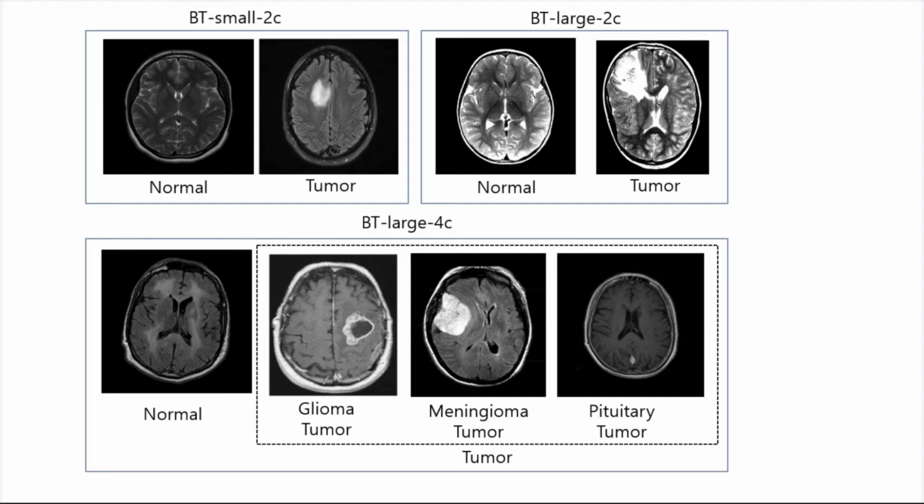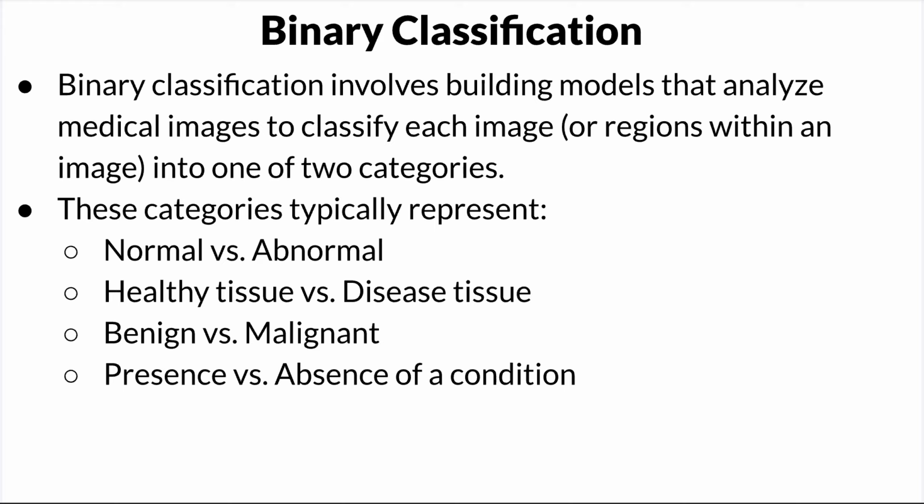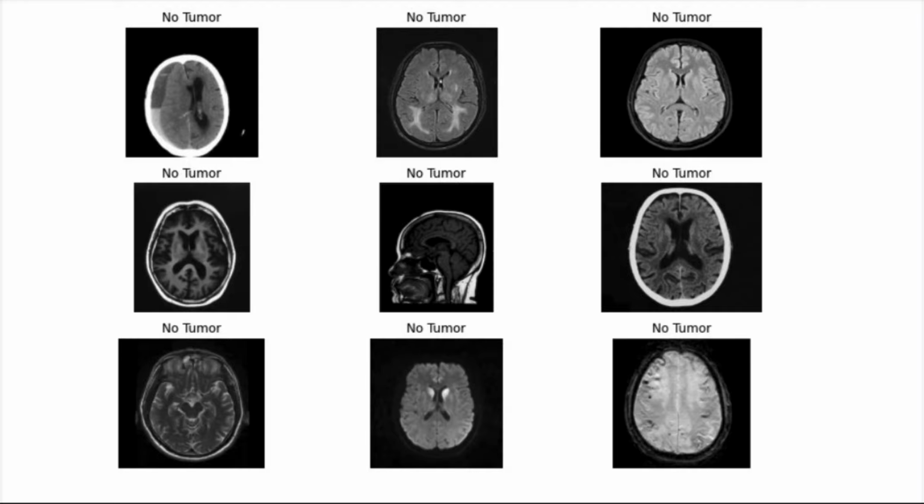What's the difference between the three? The first one, binary classification, is obvious. You try to classify into two categories: normal or abnormal, healthy tissue or diseased tissue, benign or malignant, presence or absence. Only two categories. Whether it is there or it is not. As you can see over here, this is a model somebody built to tell whether the image shows a tumor or no tumor.